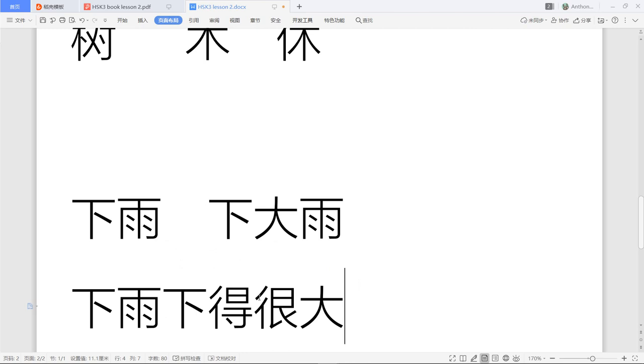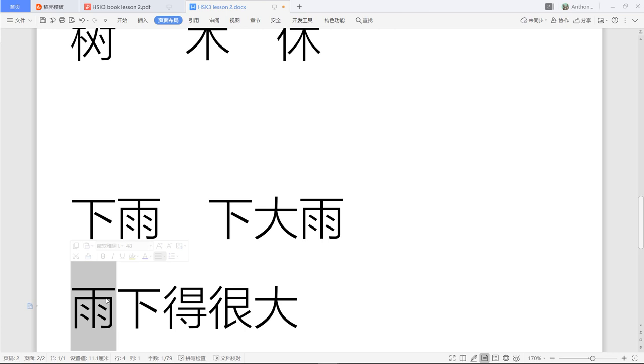So this is like a full sentence to talk about rain. It rains and it rains very heavily. However, because we have 下 twice here, we can omit the first one. So 雨 is rain, 下得很大, to fall very heavy, to rain very heavily. So you can see this is a tricky thing for the Chinese language. It's not as simple as just saying to rain heavily.